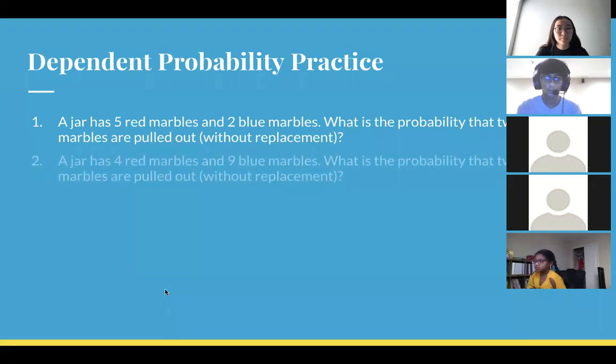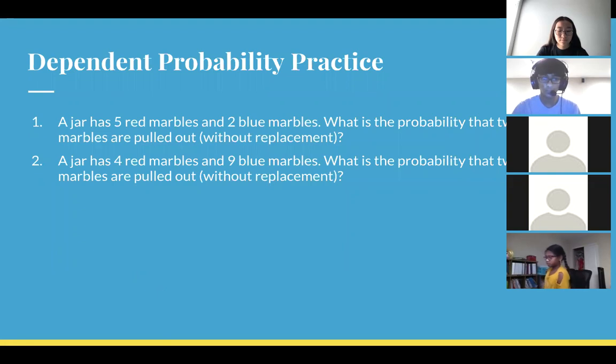Okay. Example or question number 2. A jar has 4 red marbles and 9 blue marbles. What is the probability that the 2 red marbles are pulled out without replacement? Okay, this is very similar to the first example, so I think most people should be able to get it.